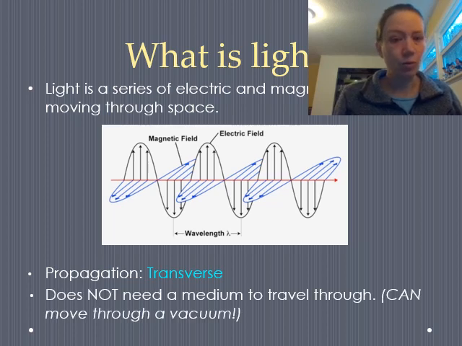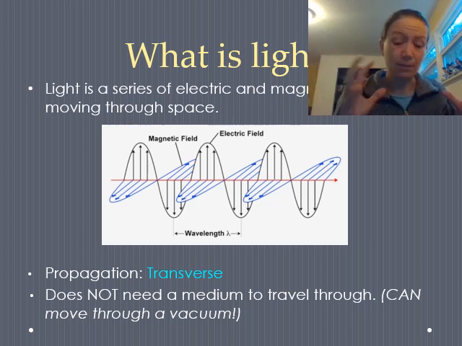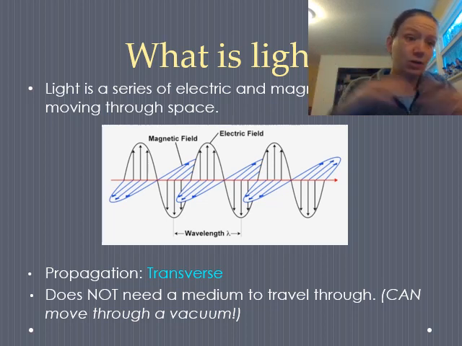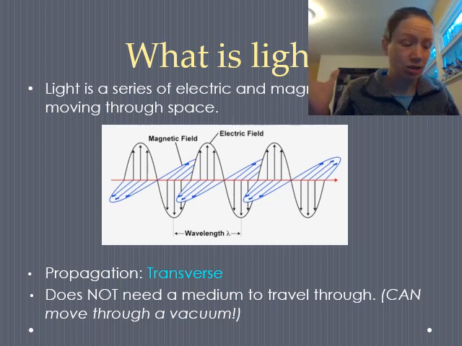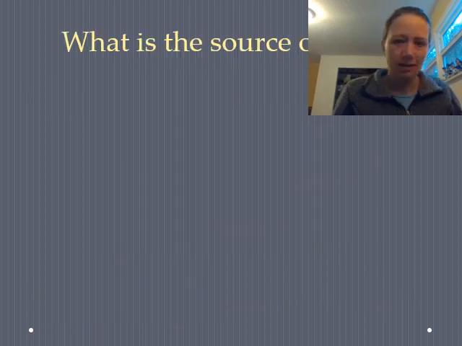And the one thing that makes light really, truly unique amongst all waves is it is the only kind of wave that does not need a medium to travel through. Light can move through what's known as a vacuum or just empty space. Which means that we can see the light from stars because there is nothing out there, right? It's just empty outer space, but light can still get through there. Sound and other waves cannot move through the same emptiness. So that's a really unique property of light.